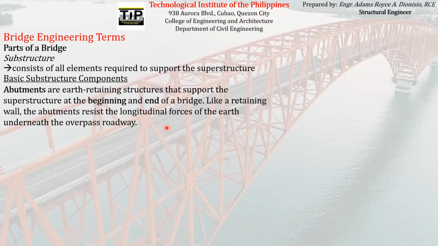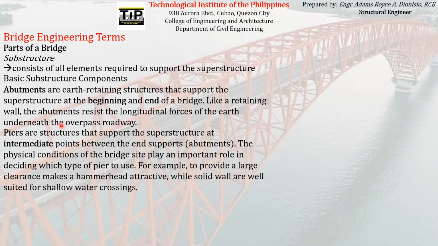So the other component of a substructure is what we call the pier. Piers, just like abutments, are structures that support the superstructure at intermediate points between the end supports, or the abutments. So this is what I was saying a while ago. Piers are almost the same as the abutments, but they are usually placed in between abutments. Abutments are usually placed at the beginning and the end of a bridge to retain earth, while piers are located in between these abutments.